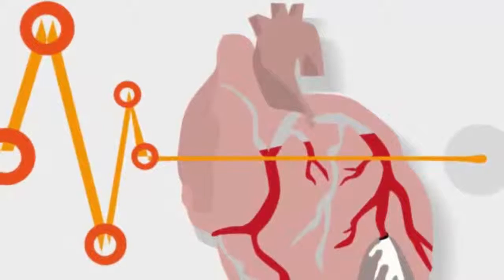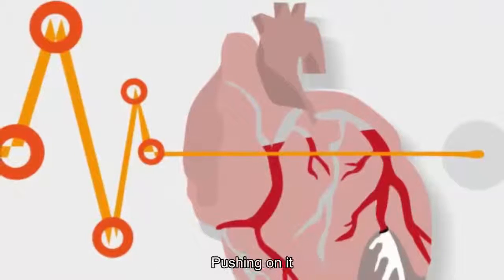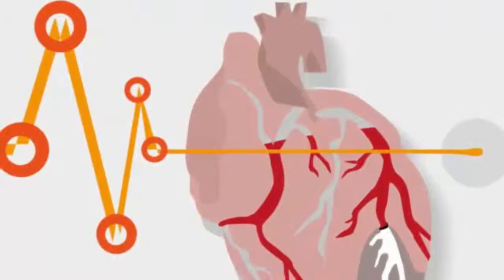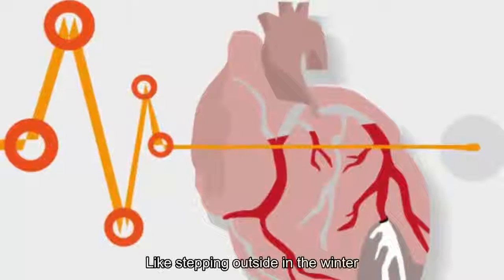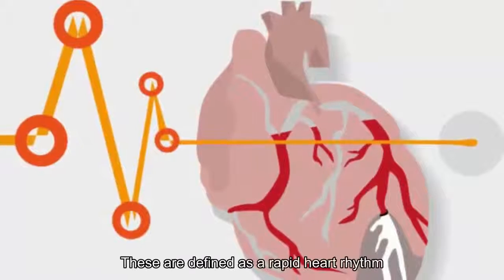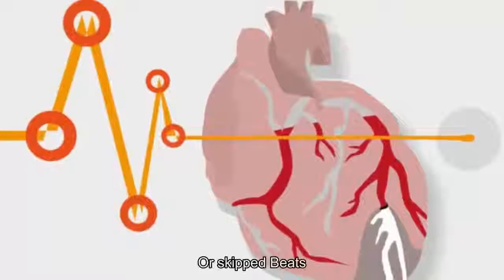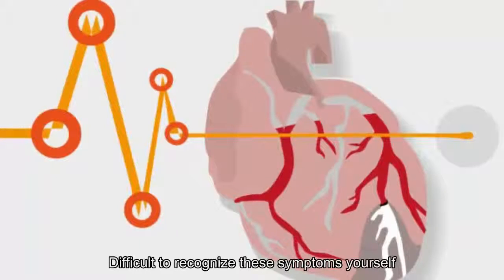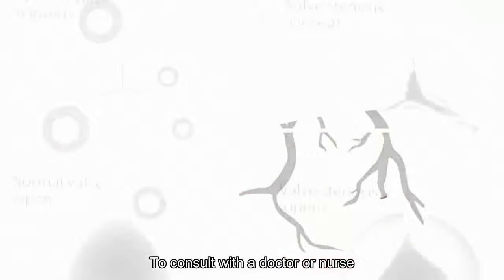Chest discomfort will feel like pressure against your chest, or like an imaginary weight is pushing on it. It can be made worse during physical activity or when hit with a sudden burst of cold air, like stepping outside in the winter. You might feel some heart palpitations. These are defined as a rapid heart rhythm, irregular heartbeat, or skipped beats. It may be difficult to recognize these symptoms yourself, so it's best to consult with a doctor or nurse.